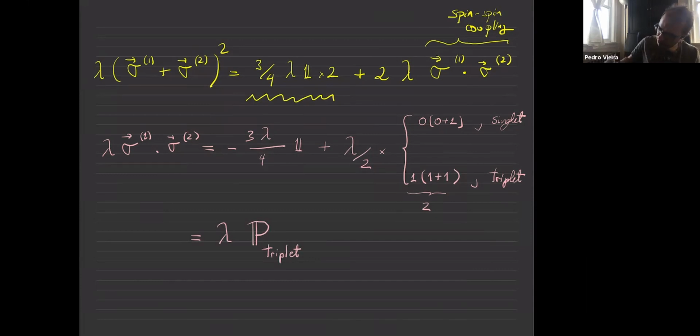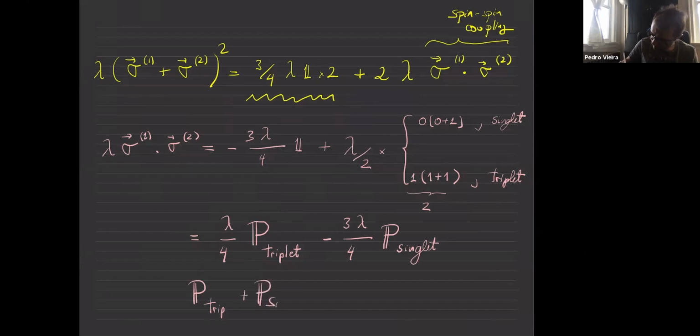Sorry, I wrote a mistake. So I get lambda, but the identity also contributes. So I get lambda minus 3/4 of lambda, so I get lambda over 4 if I'm in the triplet. And if I'm in the singlet, only the first term contributes, minus 3 lambda over 4 times the projector into the singlet. Of course, the projector into the triplet plus the projector into the singlet is equal to the identity. It's the same as doing nothing, because there are only two possibilities, so I can always write one of them as the identity minus the other projector. So what I want to point out is that this kind of interaction is the same, up to an overall constant, as just projecting into, for example, the triplet.